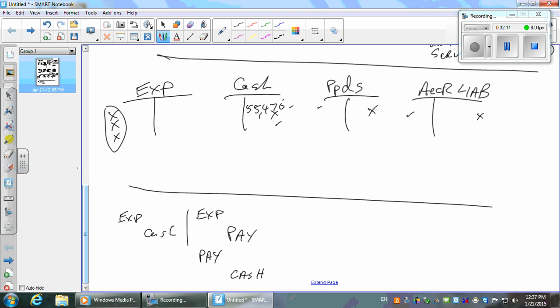Got it? Okay, what would be a deferral of expense? What does that look like? Prepaid expense. We debit prepaid expense, whatever it is, prepaid insurance, prepaid rent, prepaid salaries, and credit cash. Just an exchange of assets. Okay? And then what?